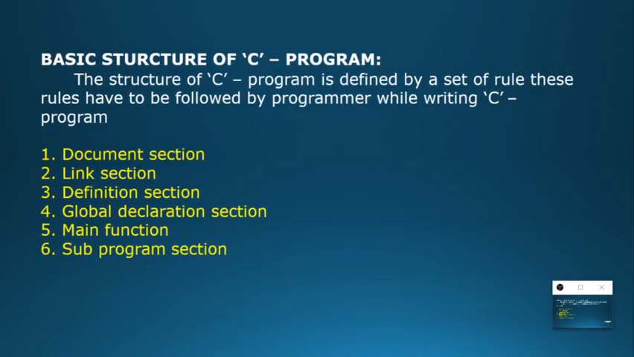And coming to the structure of C language, it contains 6 sections in our structure. First one is document section, second link section, third definition section, fourth global declaration section, fifth main function, and sixth subprogram section. So let us see one by one. So first, document section.